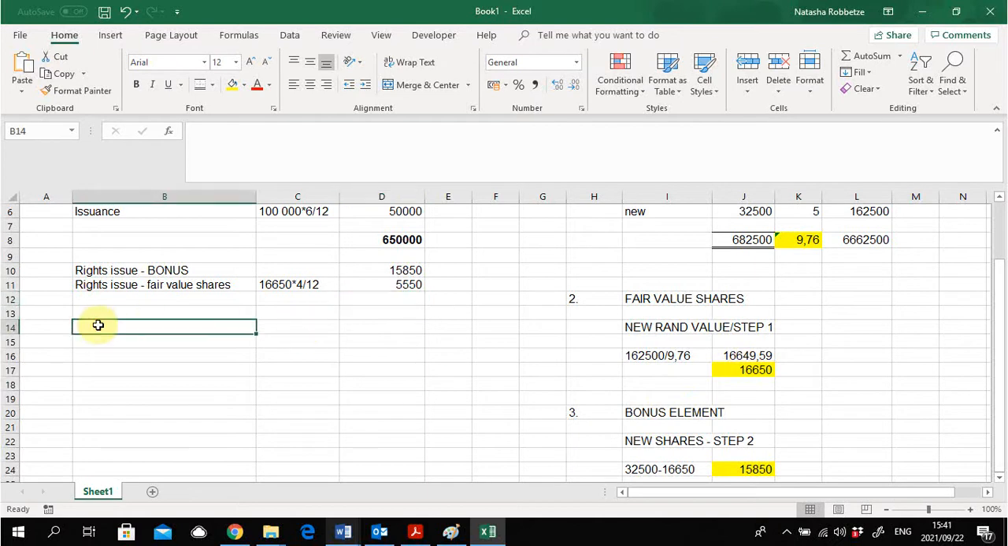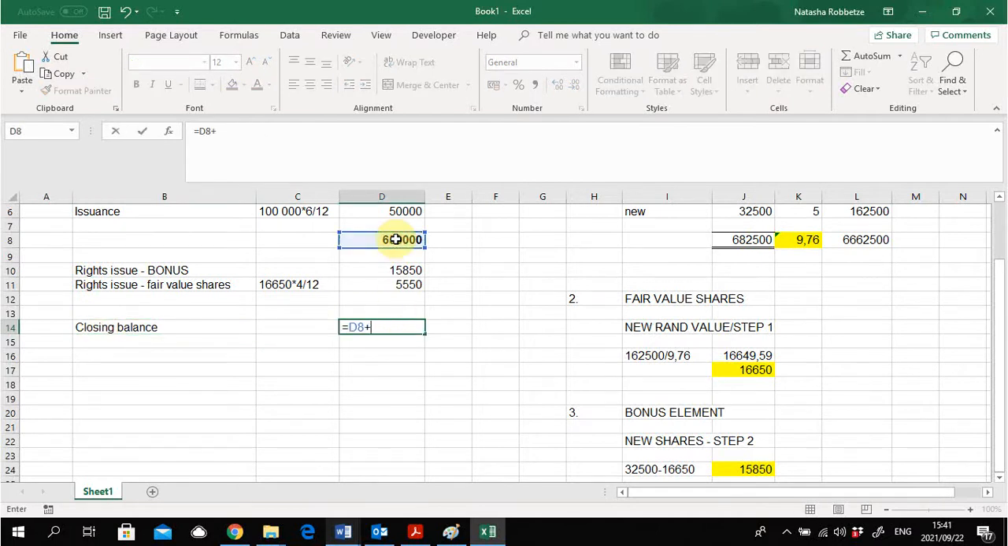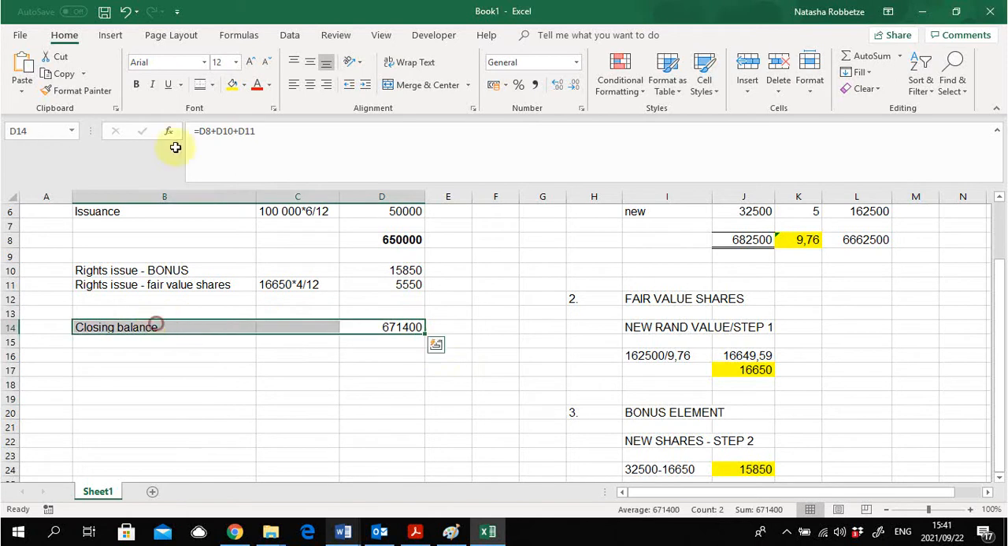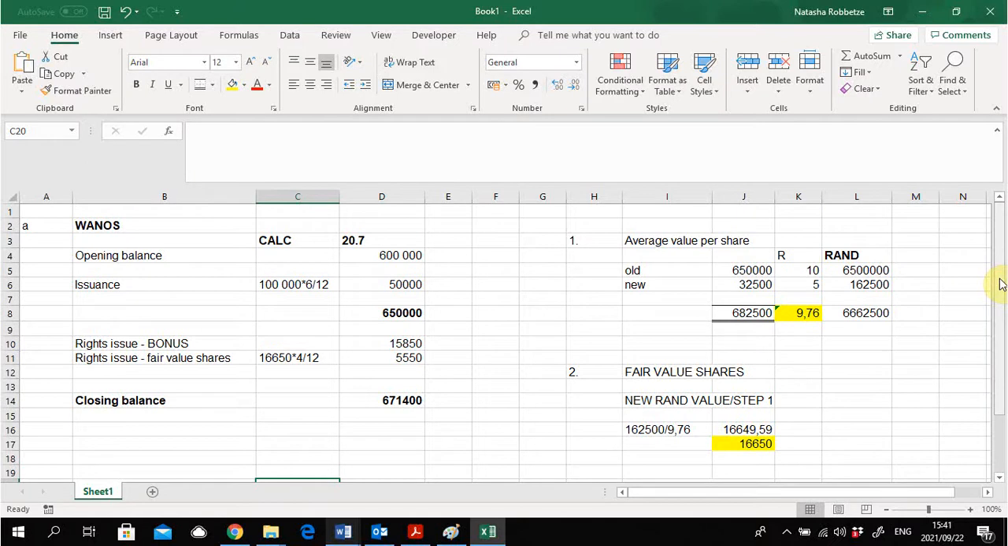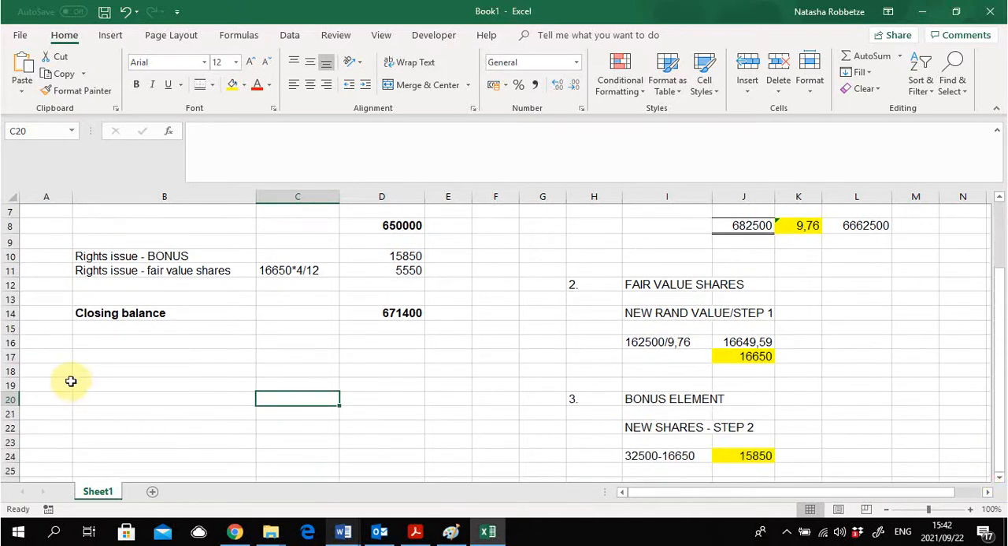And now I can get to my closing balance for my weighted average number of shares, which is my rollover total, adding the bonus and the fair value shares from the rights issue. And there we have our weighted average number of shares. And you've answered the required part as it relates to number A. Right, for number B, we have to go and do the calculation for headline earnings per share.